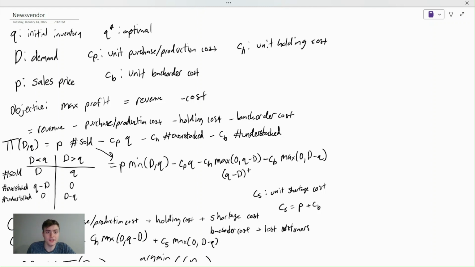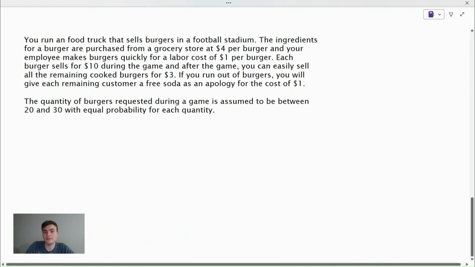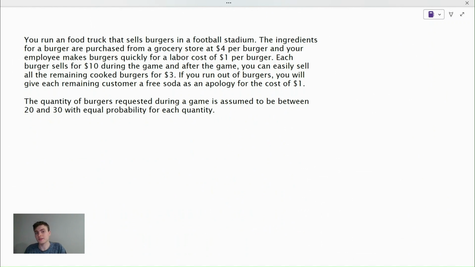find Q star. And so we're going to express it in terms of these unit costs that we've defined up above. CP is the unit purchase or production cost, CH is the unit holding cost, P is the sales price, CB is the unit backorder cost, and CS is P plus CB, right? So we're just showing you an example. In the real world, you're probably not going to be told explicitly this is the backorder cost. In the context of the scenario, you have to decide which one's the backorder cost.